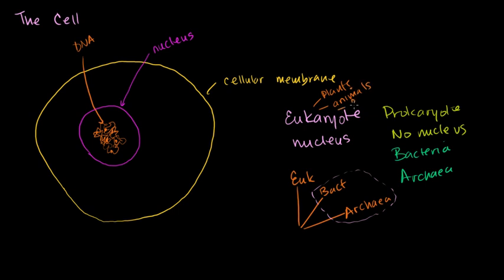Animals and fungi, and there are other groups within eukaryotes, but these are the ones that we normally deal with in our everyday world. But let's go back to looking at the anatomy of the cell.